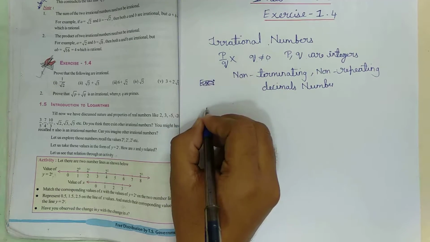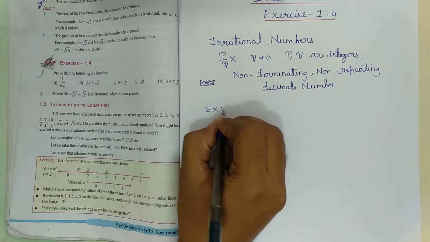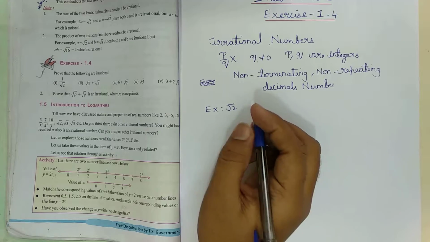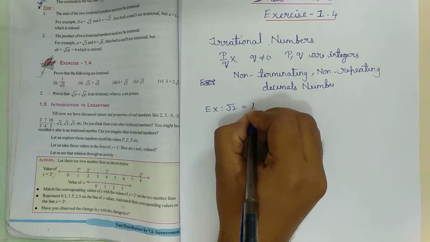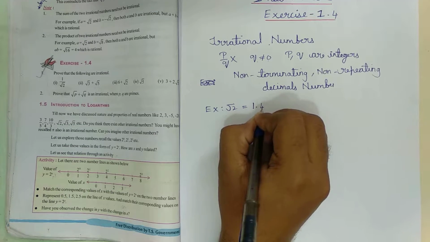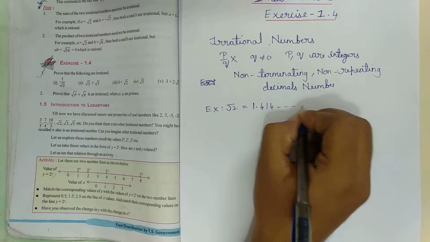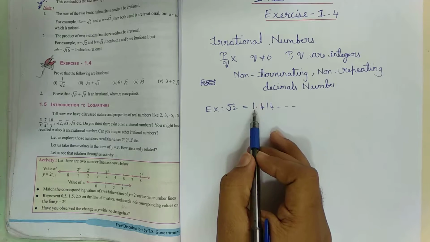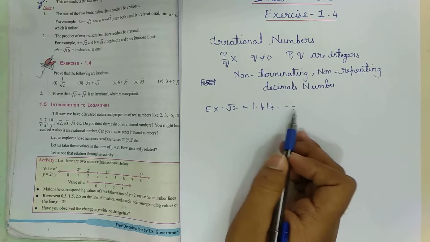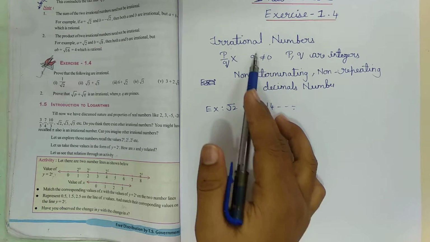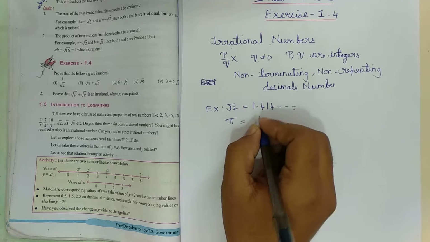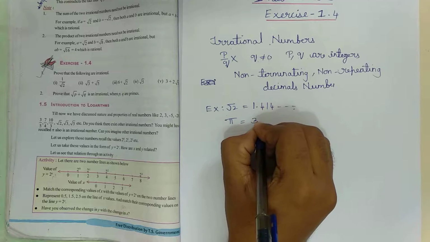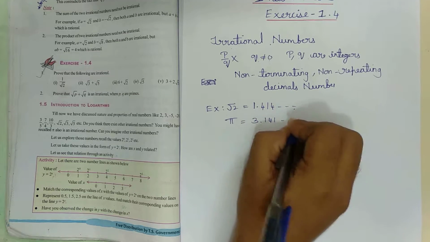For example, we have seen root 2. Root 2 is an irrational number. Why can we say it is an irrational number? Because what is the value of root 2? 1.414 and so on. It is not terminating and it is not repeating, so this number is called an irrational number. Next, pi is also an irrational number. Its value is 3.141 and so on, it will go on.